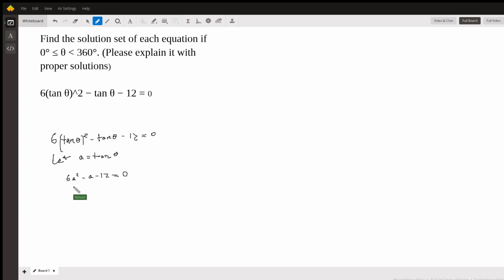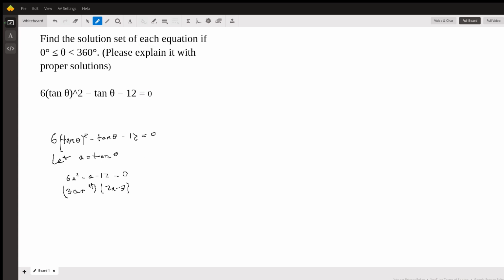Now, I did look at this ahead of time, and it factors to 3a plus 9 times, I'm sorry, not 3a plus 9, 3a plus 4. It's supposed to be a 4. Times 2a minus 3. So let's go over here and let's just check it.